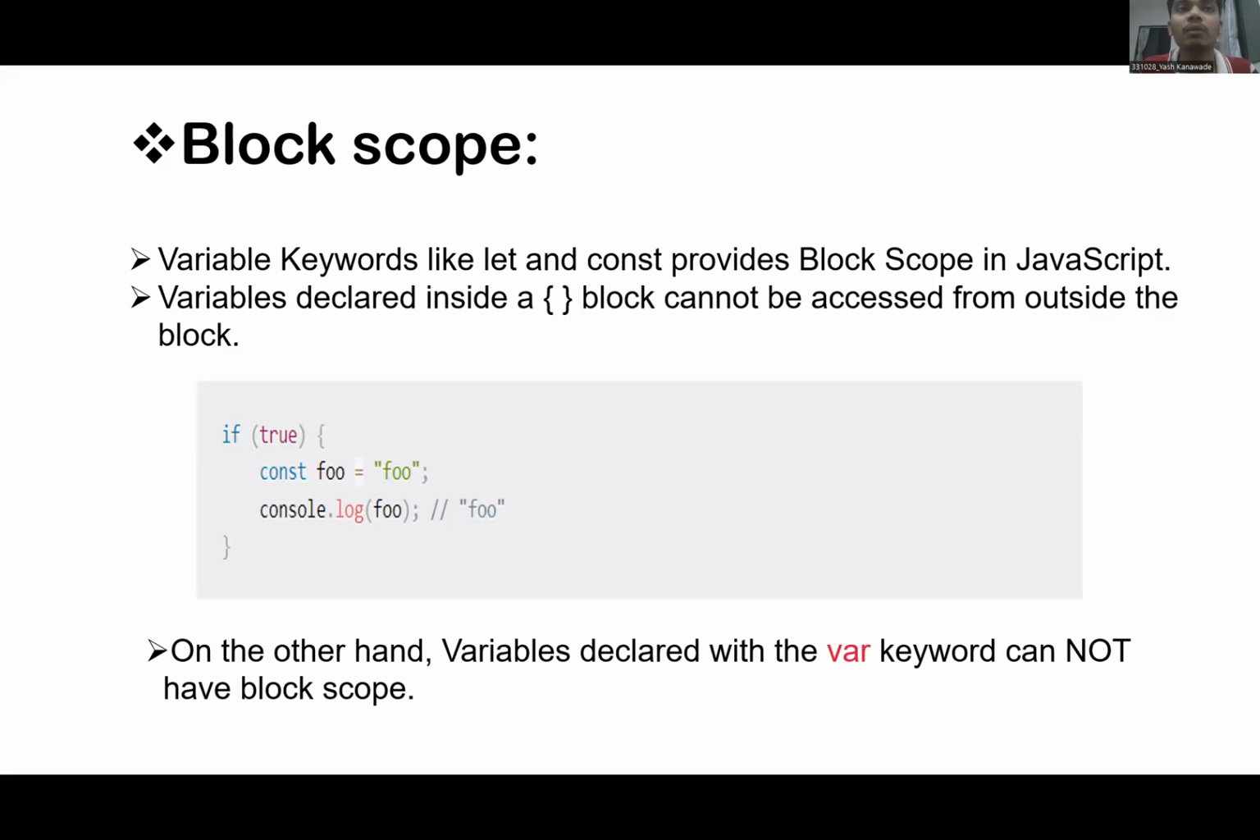So if we have passed true, we write const foo equals to foo, and console.log foo. Basically, const foo has the scope inside those curly braces only. We cannot access it outside. On the other hand, variables declared with the var keyword cannot have block scope.